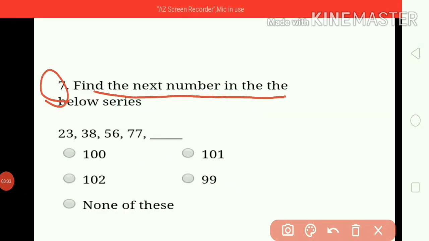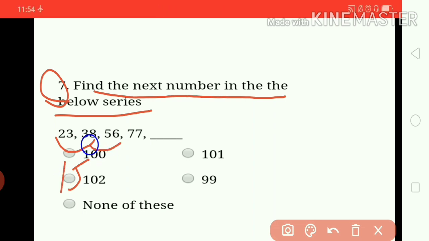Find the next number in the following series. So let us check what is the series gives us. So at first find the difference of these two terms. 8 minus 3 is 5. 3 minus 2 is 1. Let us find the difference of these two. 16 minus 8 is 8. 4 minus 3 is 1. Let us find the difference of these two. 7 minus 6 is 1. 7 minus 5 is 2.